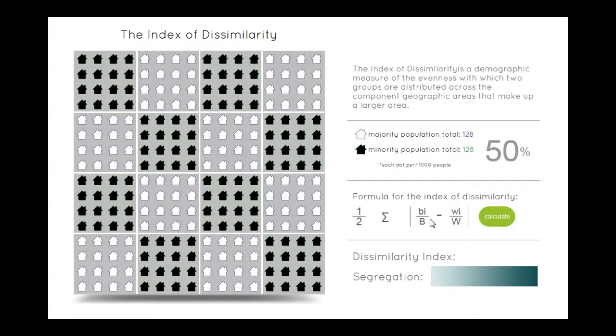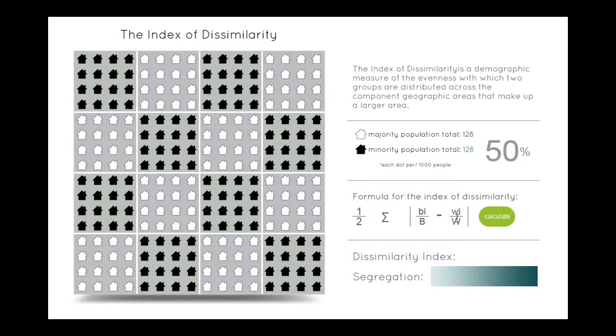We'll take that difference and add it 16 times, and in the end, when we've taken that sum, we'll take half of the total of the differences of these ratios. So if I were to calculate from here the dissimilarity index, I will have 16 black houses in this census tract minus 0 white houses in this census tract, so 16 divided by 128, plus how many black houses here? 0.